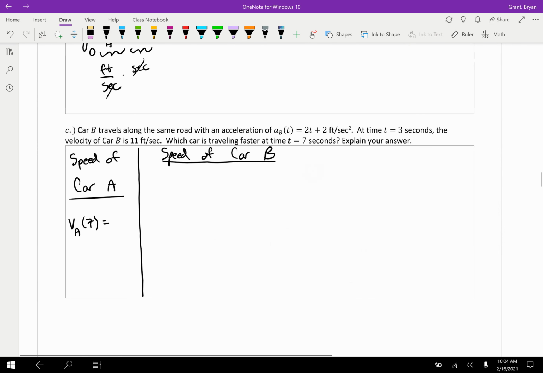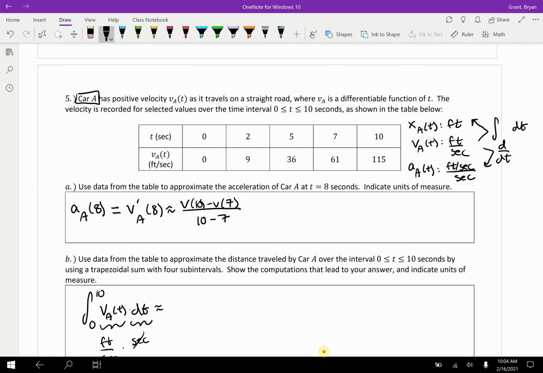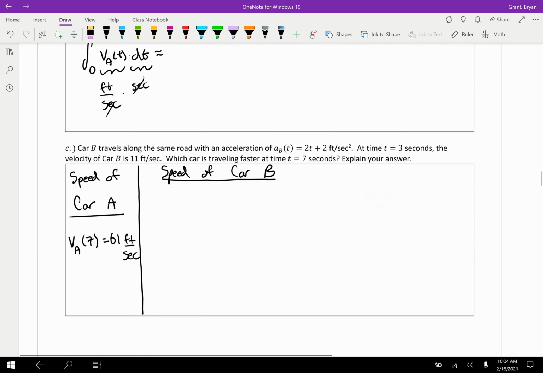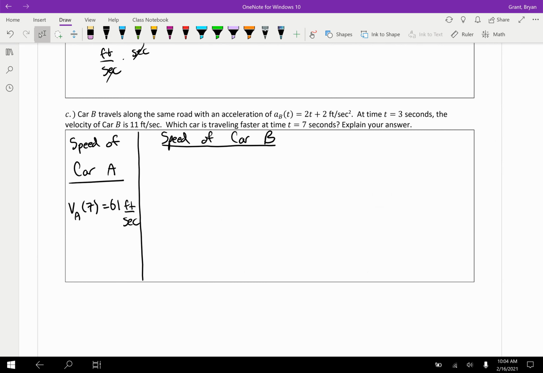61 feet per second. Cool. But the speed of car B is trickier because they gave us acceleration here. So if we have acceleration and we want to know about velocity, we need to work back. We're going to need to use integration.